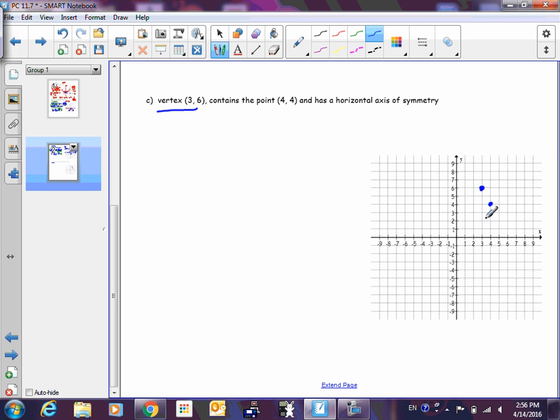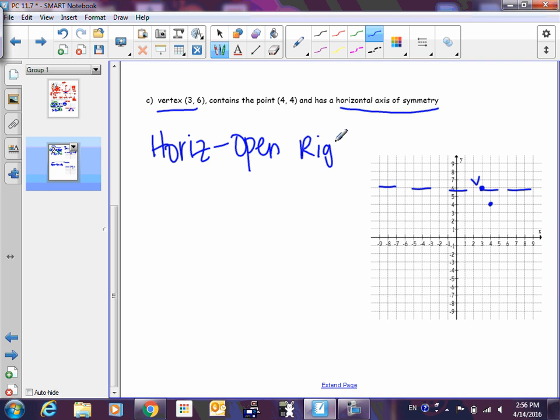Just without looking at the second part, there's actually two things that could be happening. This parabola could be opening down, or it could be opening to the right. I don't know until I look at the last part. Horizontal axis of symmetry. So you've got to remember what horizontal looks like. Remember this is our vertex. Horizontal looks like this. And it has to open to the right because that's where the point is. It has to do something like this.